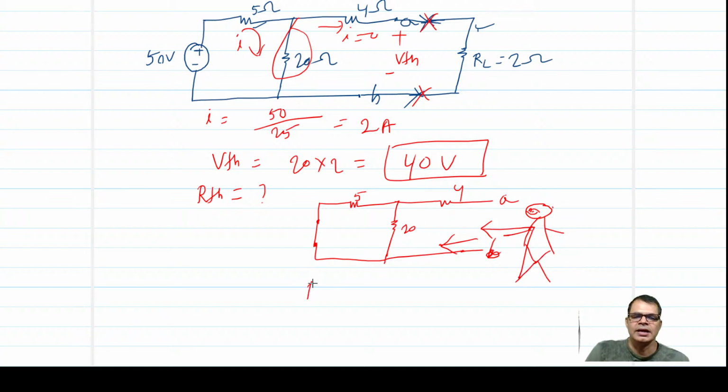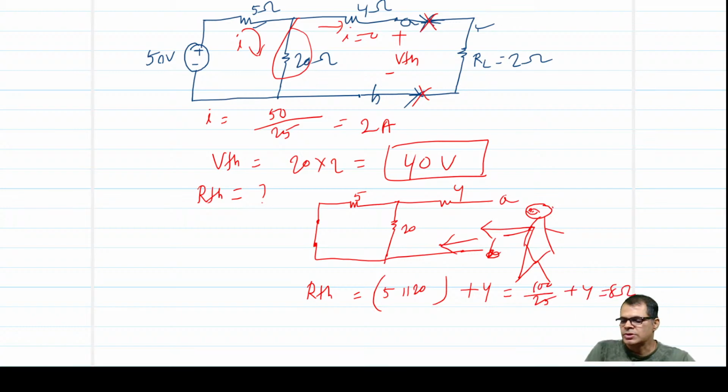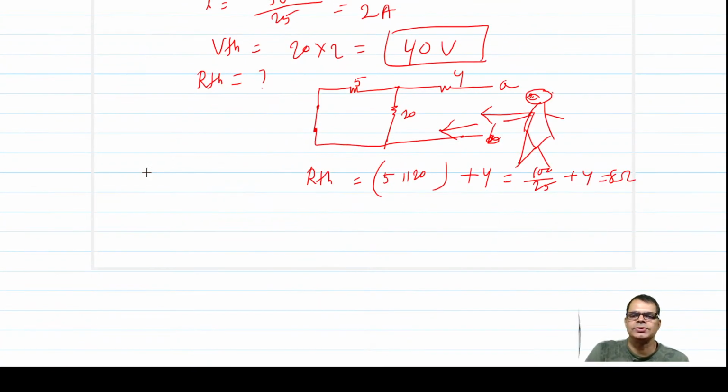So RTH is equal to 5 parallel 20 plus 4. So 5 parallel 20, 100 upon 25 plus 4, that is 8 ohm. So now the circuit is reduced to simply a voltage source and a series resistance RTH. This is your 40 volt and this is your 8 ohm, and this is your A and B. This is the Thevenin equivalent of the circuit.